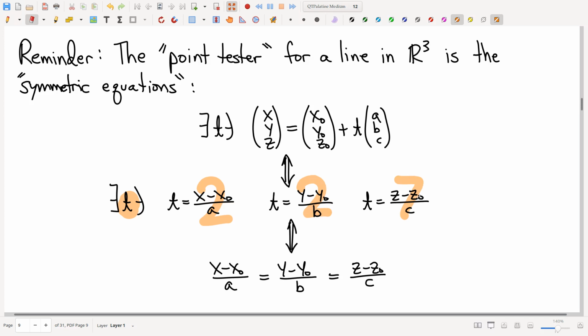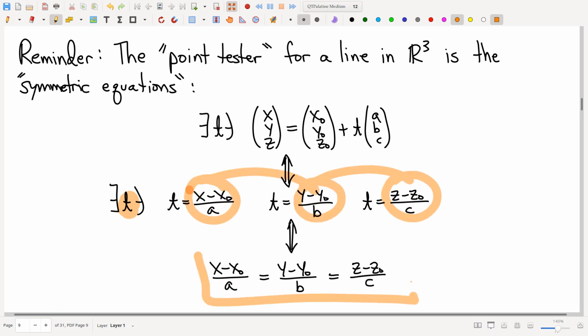There's only one way that there could possibly be a value of t that's equal to all three of these things, and that is if all three of these things are equal to each other. Then, yes, there is a value of t that's equal to all three of these things. It's whatever that value is that all three are equal to. That's t. So this is what we call the symmetric equations for a line.